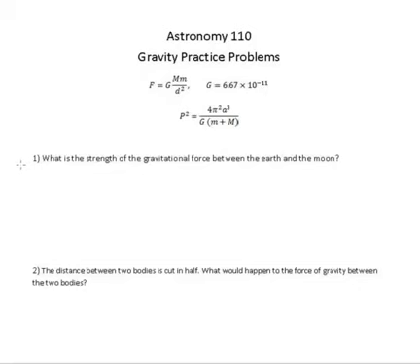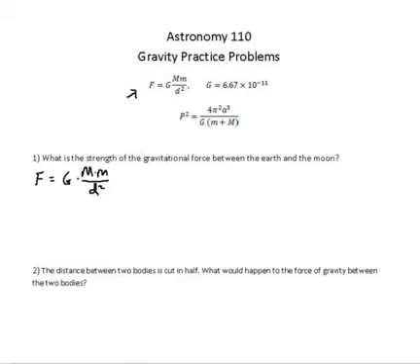It says, what is the strength of the gravitational force between the Earth and the Moon? So anytime you hear a question asking about gravitational force, it means we're going to use this equation since it's got an F in it for force. So I'm going to start just by writing that equation. F equals G, the gravitational constant, times the mass of the big thing times the mass of the little thing, divided by the distance between them squared.